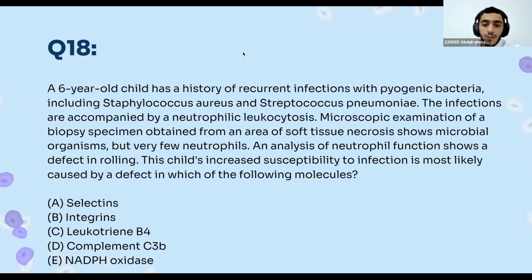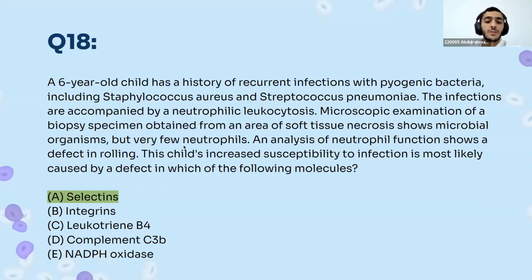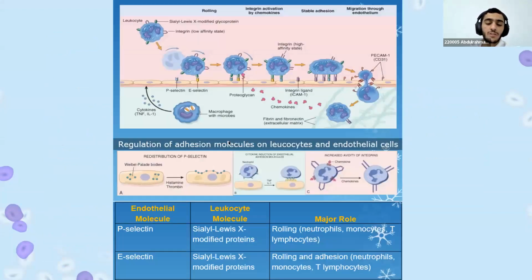Yep, most of you said A, which is the correct answer. Since the issue is in rolling, the problem is in selectins. This picture shows exactly what happens. There are the neutrophils, and cytokines are the ones that are going to be attracting these neutrophils and causing the vasodilation. So neutrophils can now move closer to this area. The selectins are going to be responsible for allowing the rolling process.